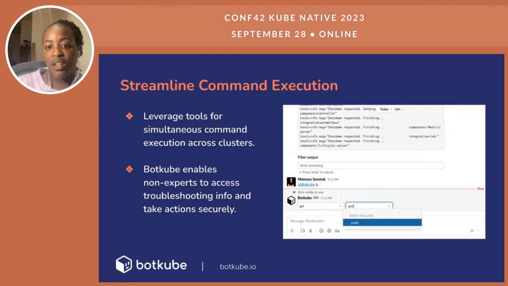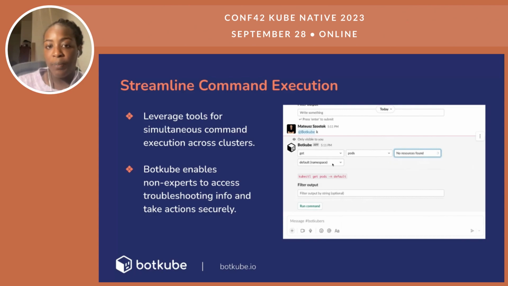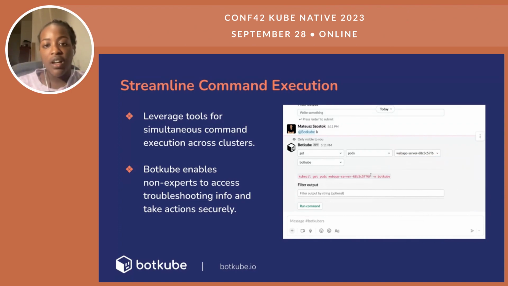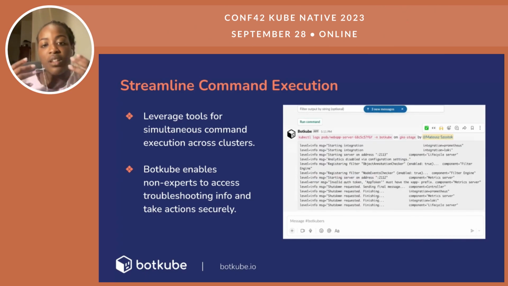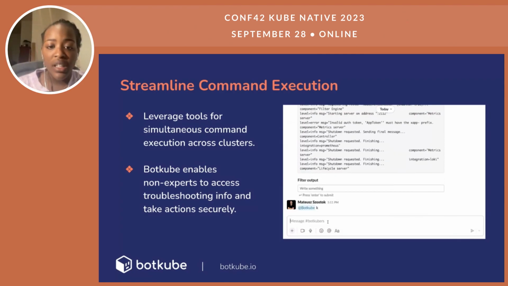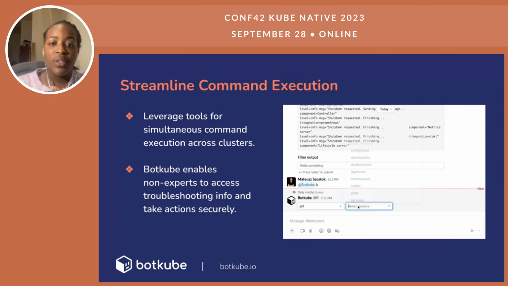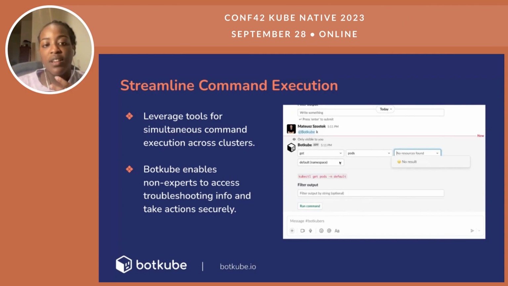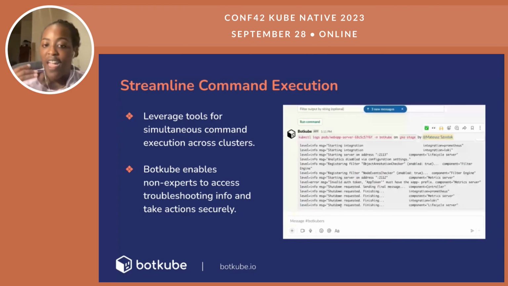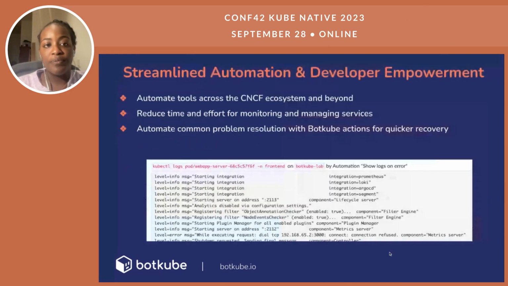And next, we have streamlining command execution. Here you see Botkube. You're able to change your namespace. You're able to change the cluster and run commands across multiple clusters. This allows you to scale fairly easily and quickly. And you're also able to give non-Kubernetes experts access to run Kubernetes commands or Helm commands or any executor that you choose, fairly easily and very quickly within the communication platform.